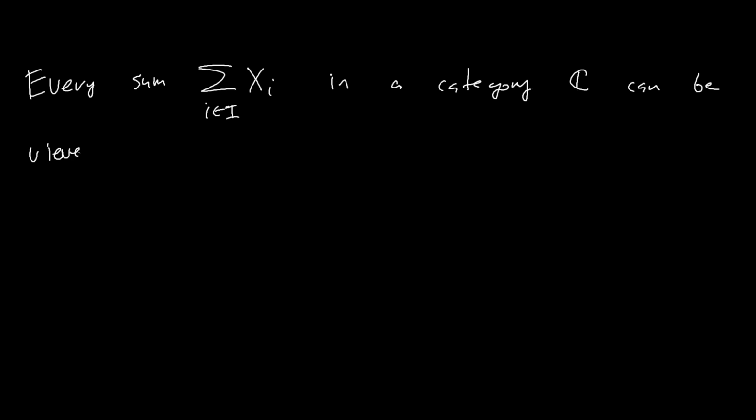Every sum in a category C can be viewed as the empty sum in a special category, in a different category that we're going to artificially make for this purpose.